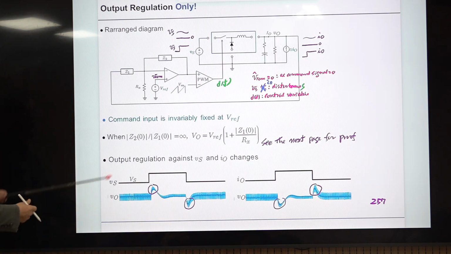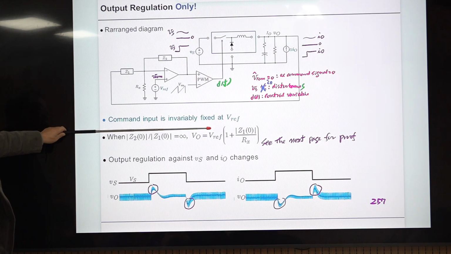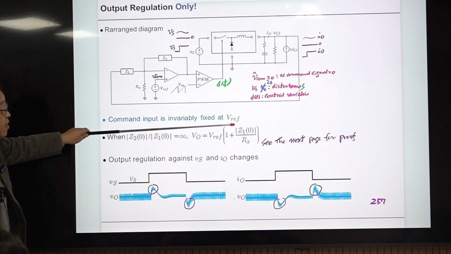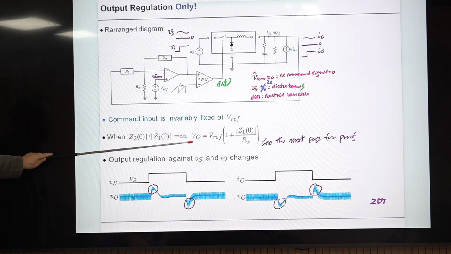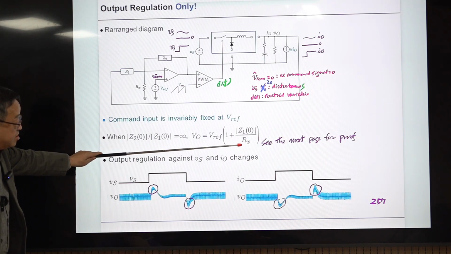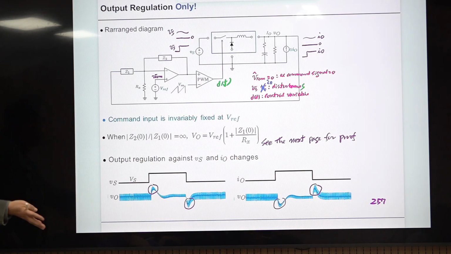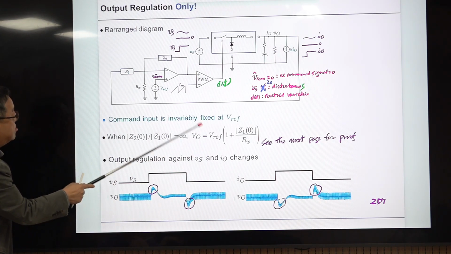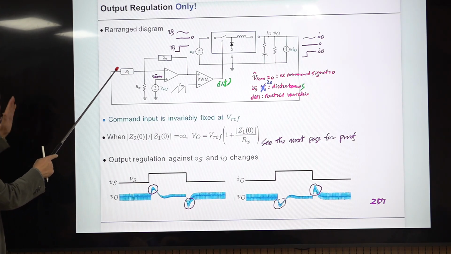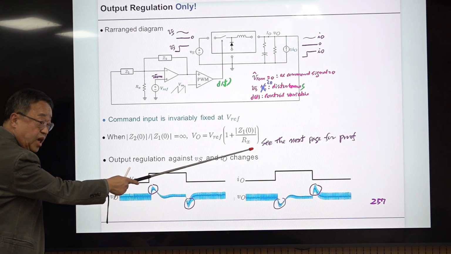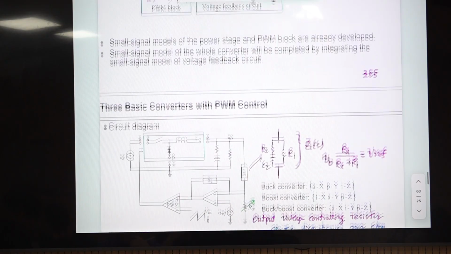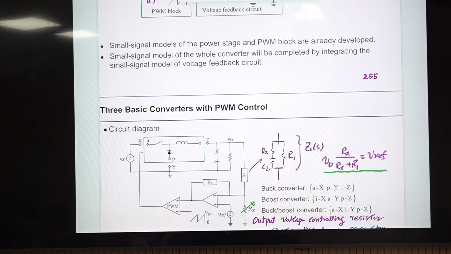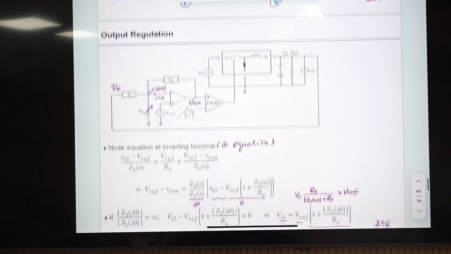So the command input is invariably always fixed at this constant. When this condition is met, then output voltage is determined by this equation. I'll prove this in the next lecture slide. Okay, this is the G1, and this is the magnitude of this G1 evaluated at DC. It's the same equation I introduced in the previous lecture slide, simply rearranged in this form.